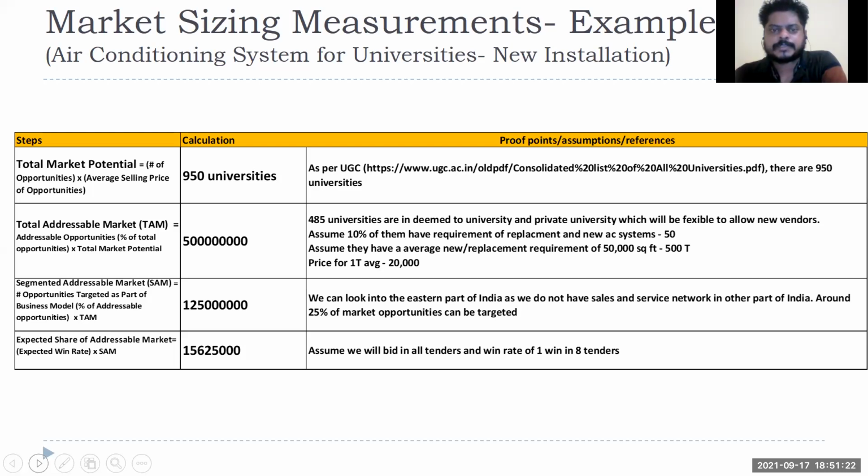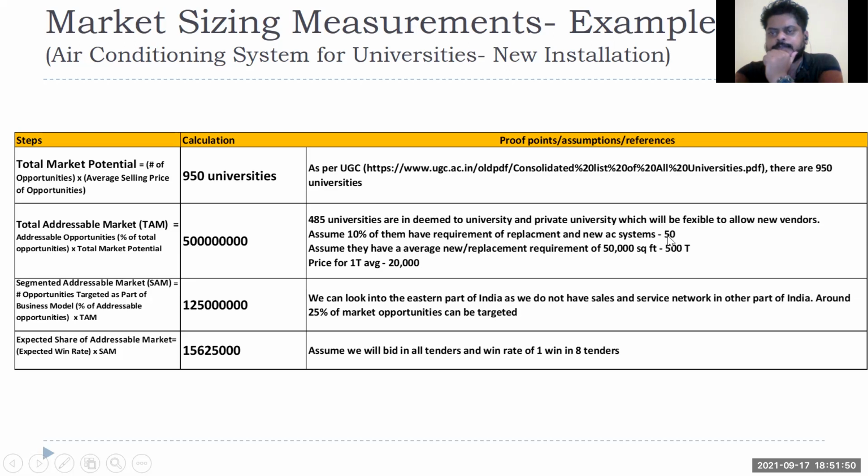Okay, there are 50 universities and each of them is looking at 500 tonnage. 50 into 500 is 25,000. 25,000 multiplied by 20,000 is around 50 crore. Did I make that calculation correctly? Just check that zero. Yes, so it is around 50 crore. How did I reach that number?